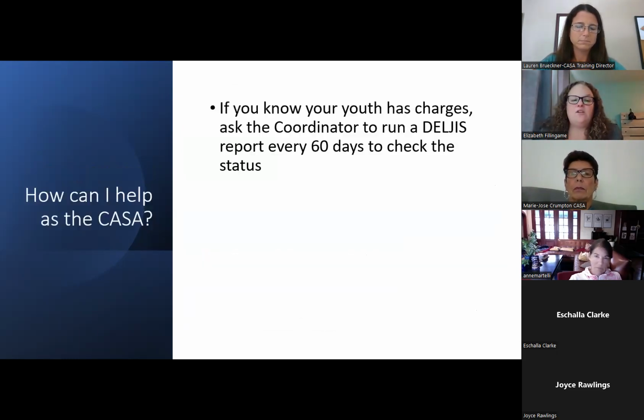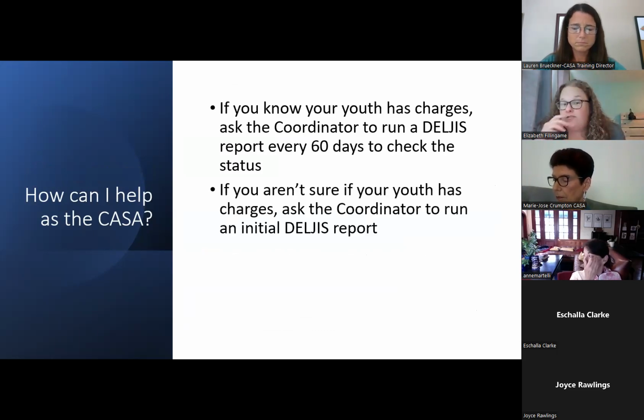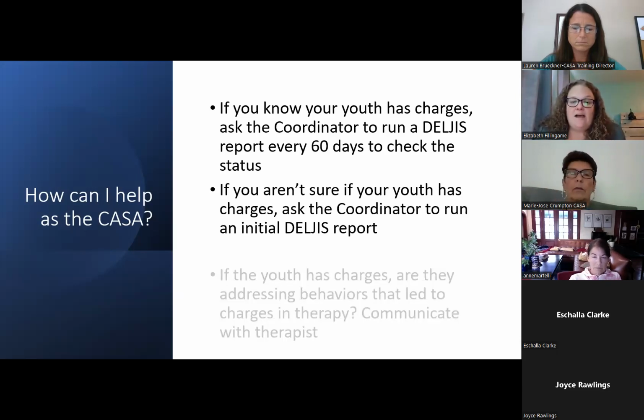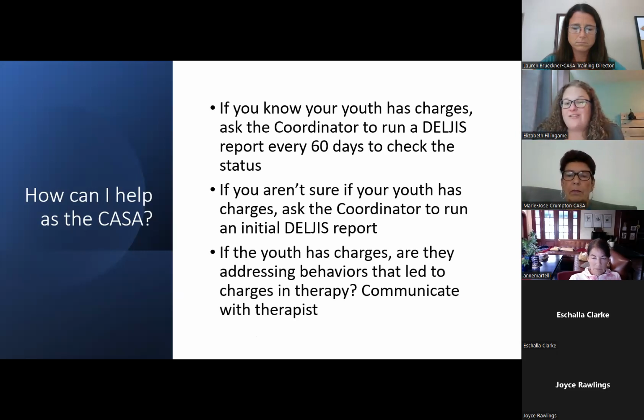All right, so how can you, as the CASA, help? If you know that your youth has charges, you can ask the coordinator to run a DELGIS report about every 60 days. I mean, you could ask them to do it more often to check the status. I'm doing this too, but you can also do it, right? If you aren't sure if your youth has charges, you can ask the coordinator to run that initial DELGIS report just to check. And then if the youth has charges, are they addressing those behaviors that led to charges in therapy, right?